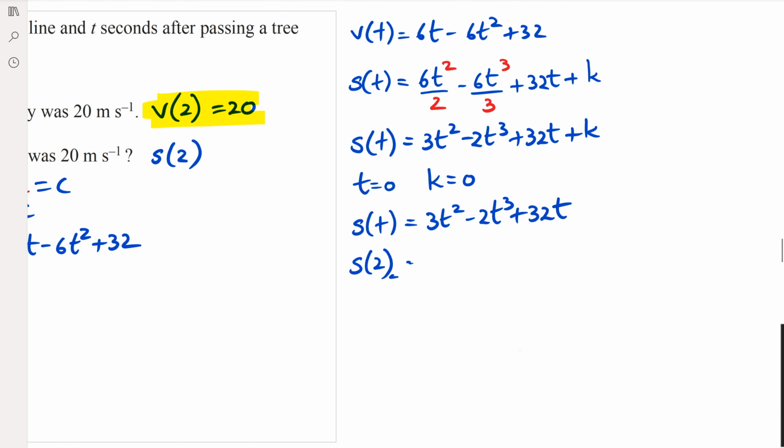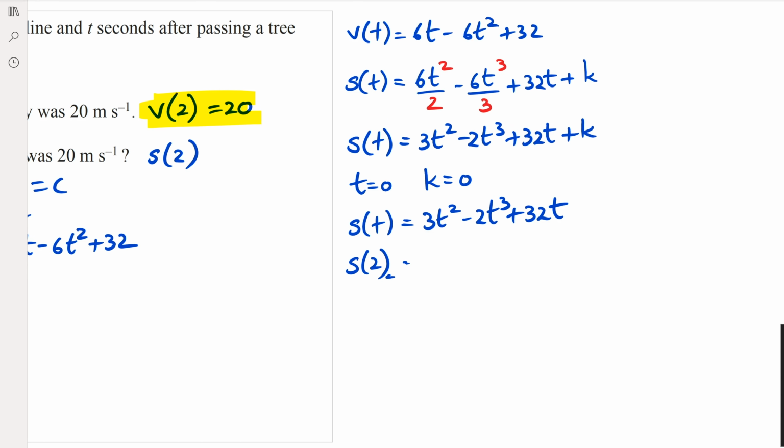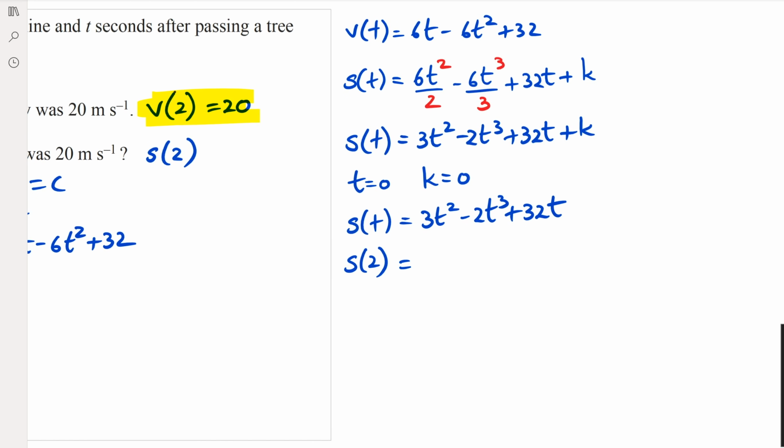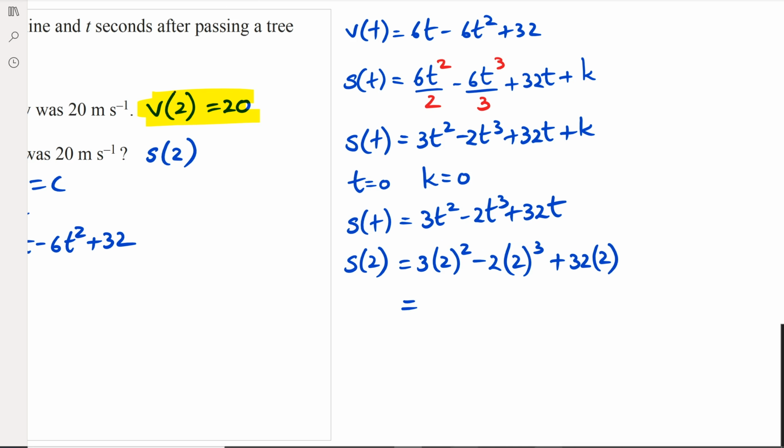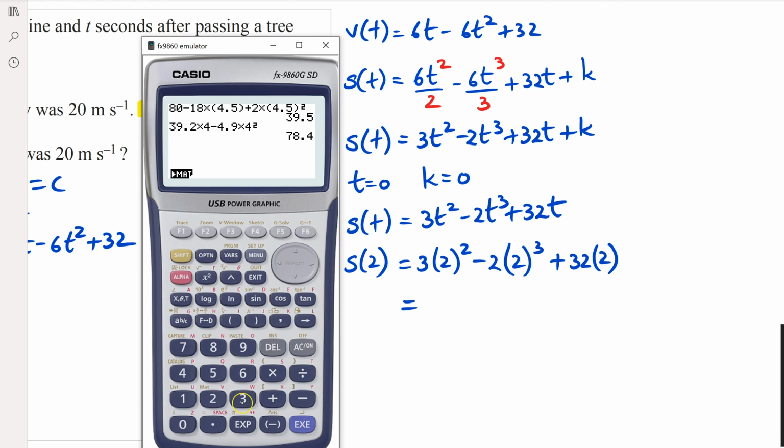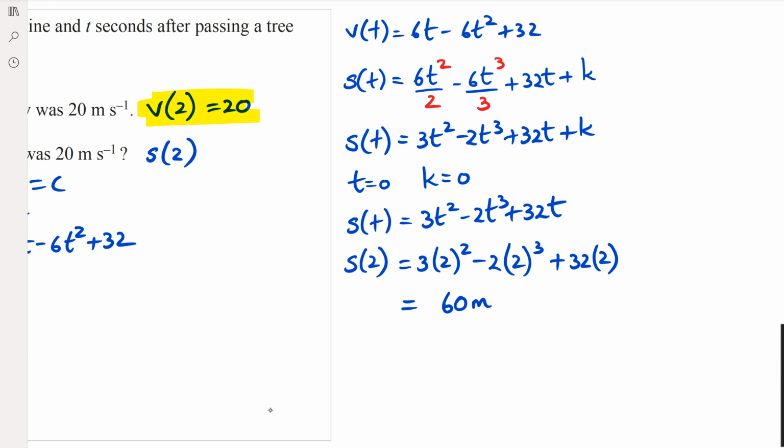So this is going to be 3 times 2 squared minus 2 times 2 cubed plus 32 times 2. I'm just going to pull out the calculator. We've got 3 times 2 squared minus 2 times 2 to the power of 3 plus 32 times 2. We actually end up getting 60 meters. So that is our final answer.